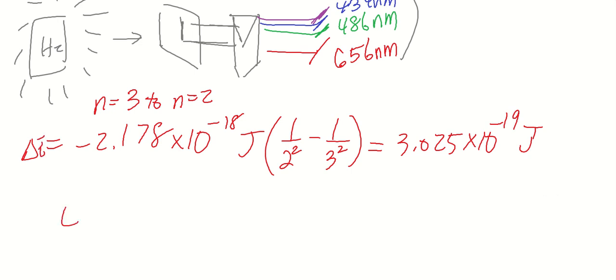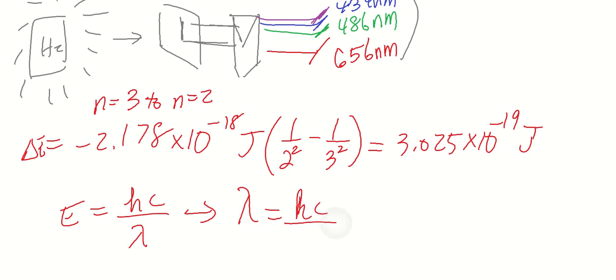Now we know that energy is also related to Planck's constant times the speed of light over wavelength. We can rearrange that to get wavelength equal to Planck's constant times the speed of light over energy. We know all of this now. It's just time to plug and play. Planck's constant is 6.626 times 10 to the negative 34 joules times seconds.